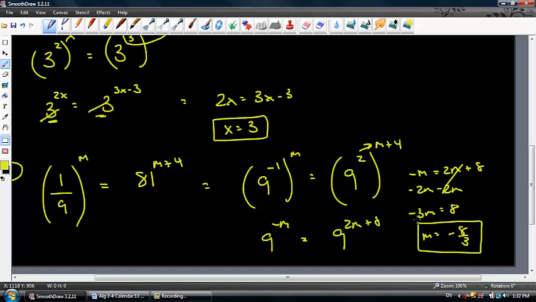So again, the hardest thing they can do is to give you unlike bases. And so make sure you guys are getting the bases the same and solving your equations and simplifying your expressions.